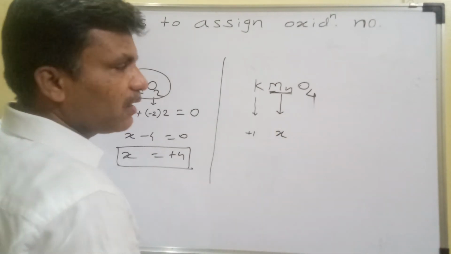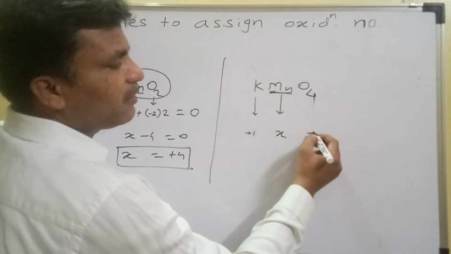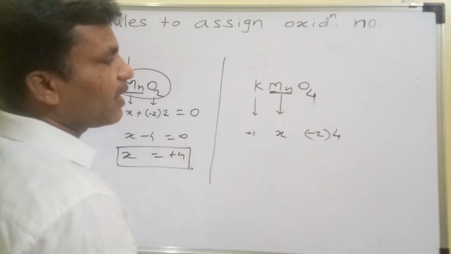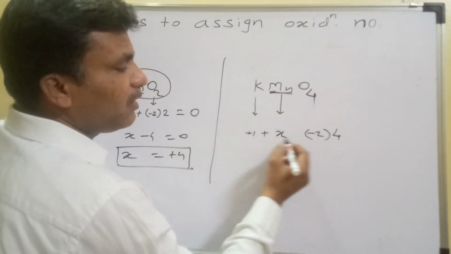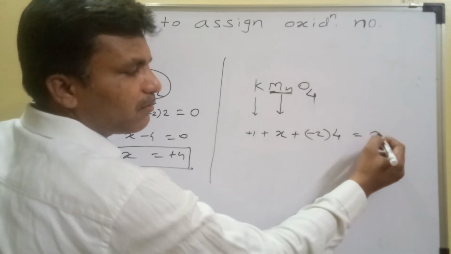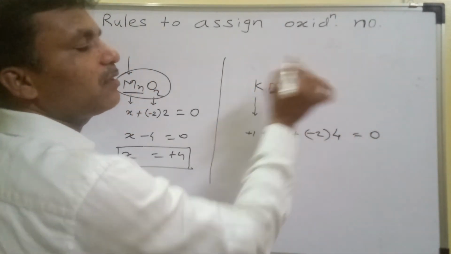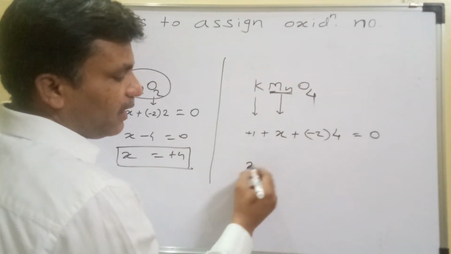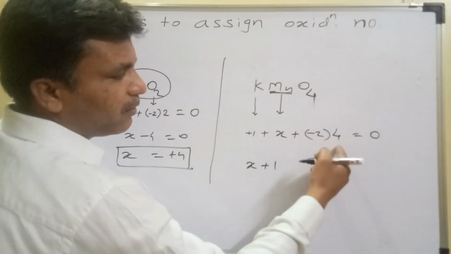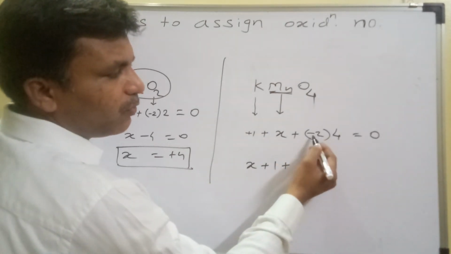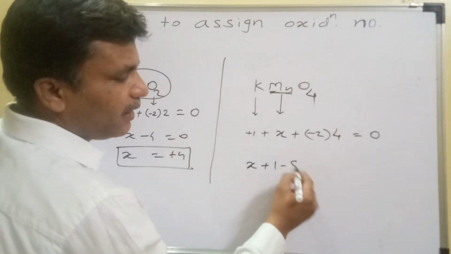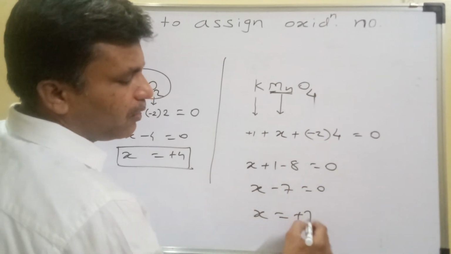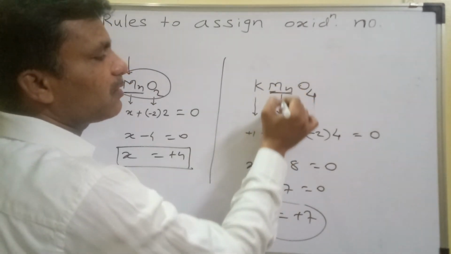So it is considered as X. Oxygen, its oxidation number is -2 and the total oxygen is 4. So the sum of all this must be 0 because there is no charge on this compound. So here X plus this 1 plus here this is 4 into -2, that means -8, is equal to 0. So X minus 7 is equal to 0. So X is equal to plus 7, the oxidation number of this manganese.